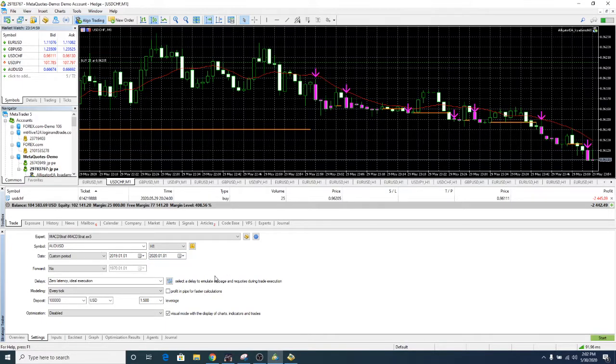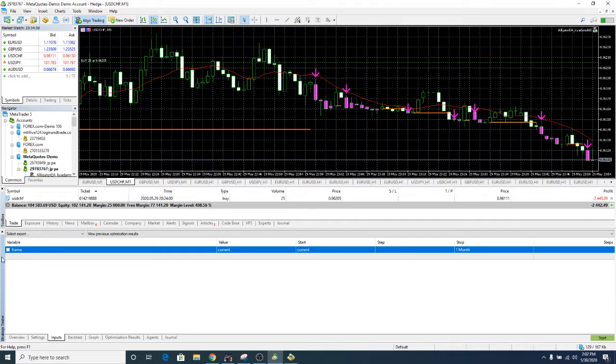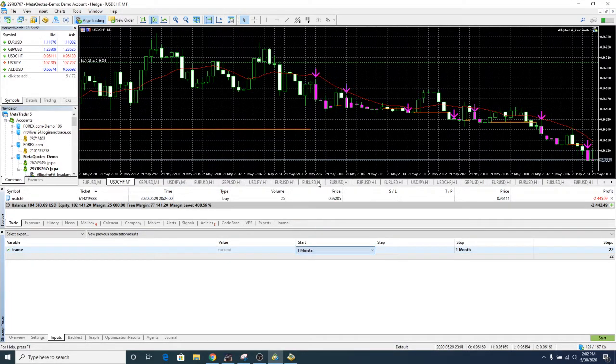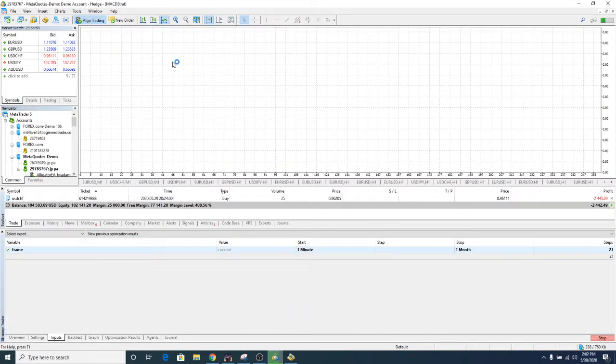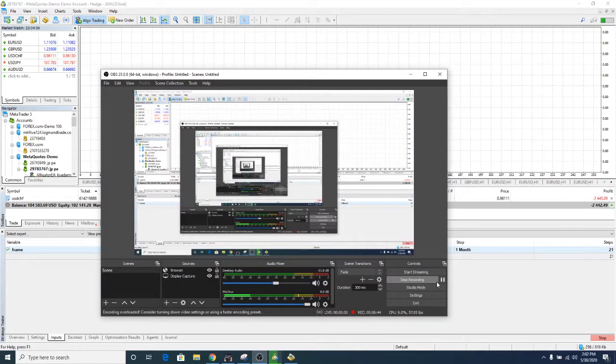Okay, and now we can actually enable the optimization and see what the best time frame for the strategy actually is according to it. Let's get some results, and we'll be right back.